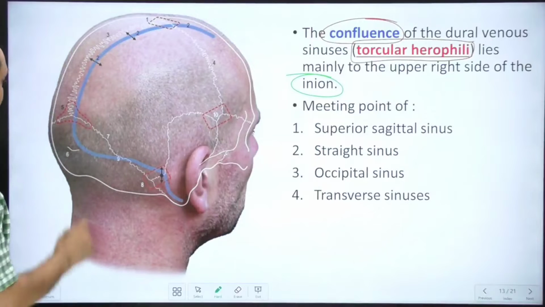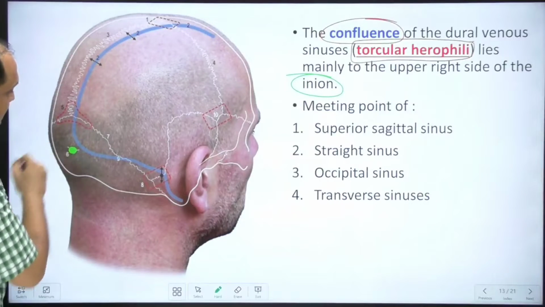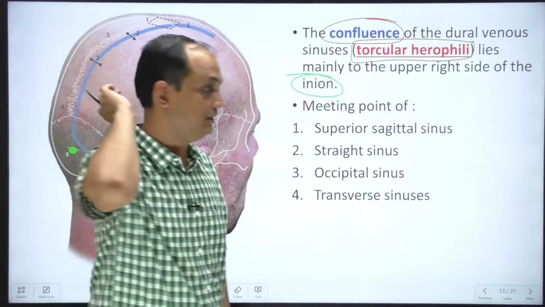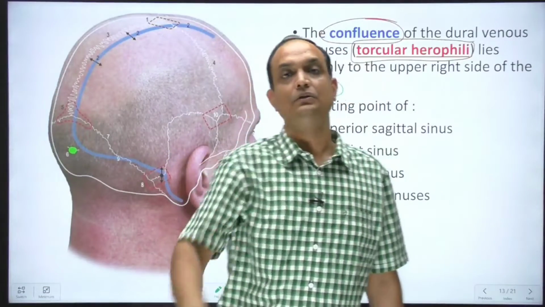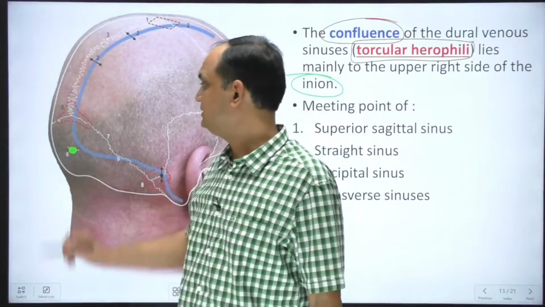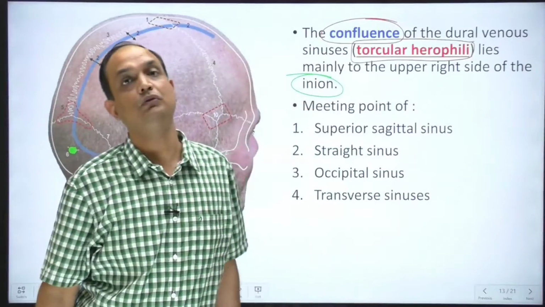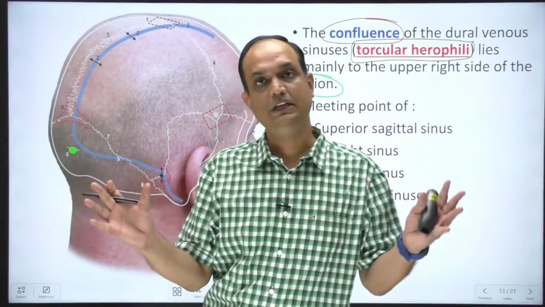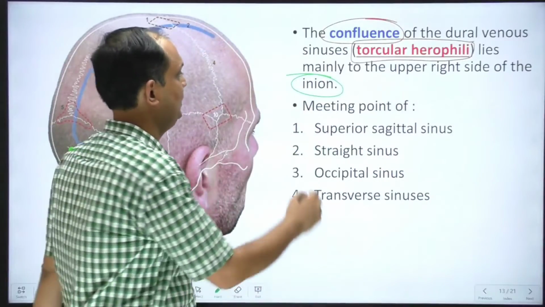This point on the outer surface is known as inion. So at this point you have the external occipital protuberance outside, and at the same point inside you have the internal occipital protuberance. At this point you have the confluence. Now confluence means the meeting of the sinuses. So which sinuses are meeting at this point?